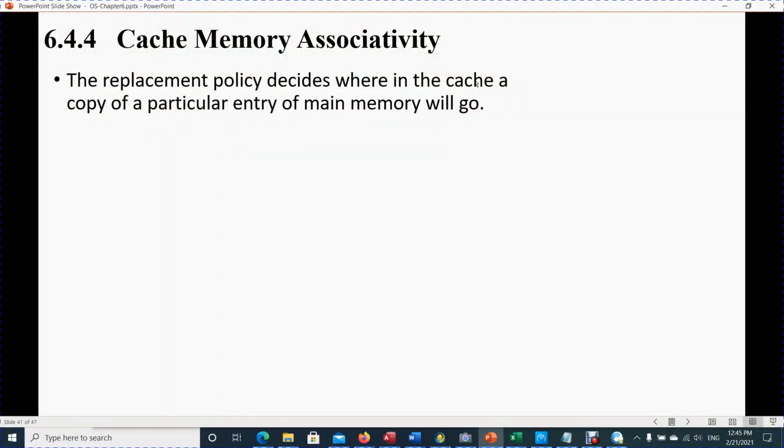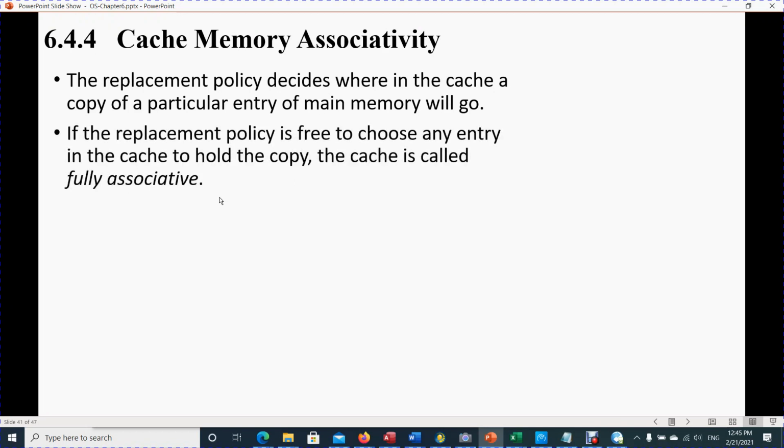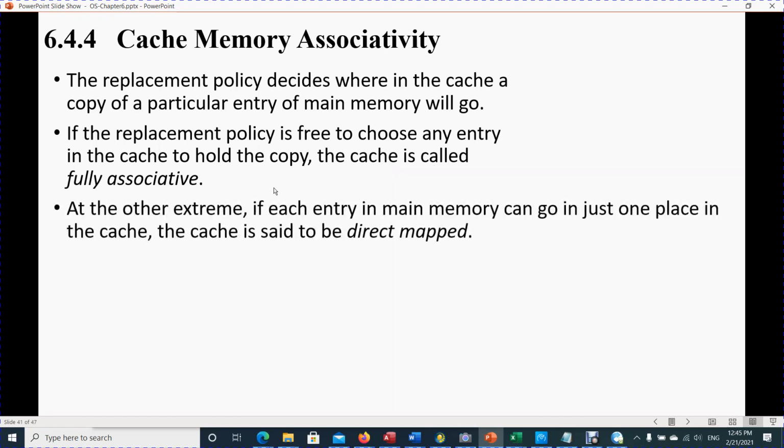Replacement policy has to decide where in the cache a copy of a particular entry would go. If our replacement policy can choose any location in cache to hold a copy of any location in main memory, then it's called fully associative. And the other extreme, if each entry in main memory can go in just one place in the cache, then it's direct mapped.